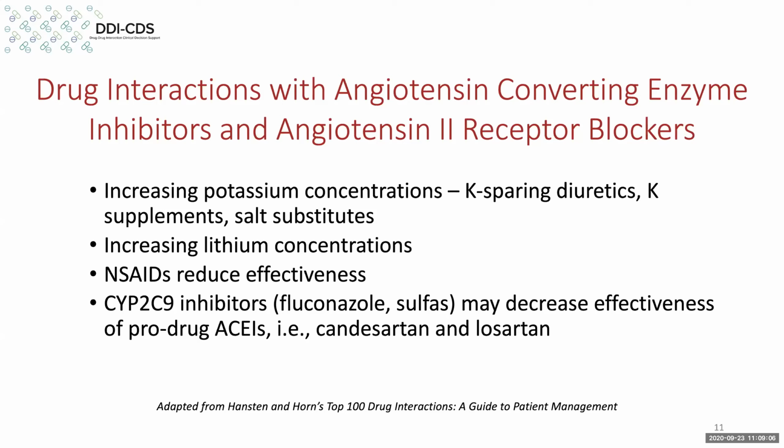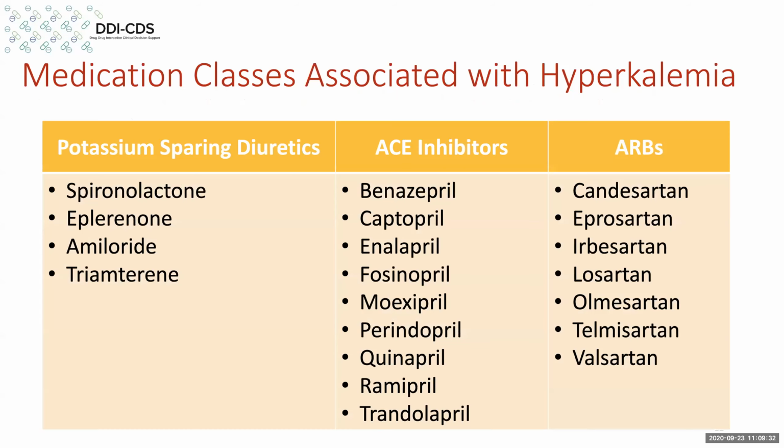You can see increased lithium concentrations with these drugs. NSAIDs markedly reduce the hypotensive effectiveness of these drugs. And then because some of these drugs are prodrugs and require metabolism to an active metabolite, which is predominantly done by 2C9, 2C9 inhibitors can actually reduce the effectiveness of the ACEs. And so let's move on to the next slide.